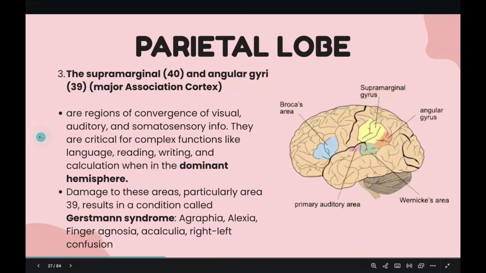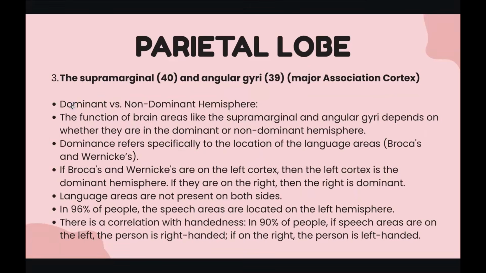So back to the concept of dominance. All right, so basically it talks about, again, what I mentioned regarding the location of the language areas, which are Broca's and Wernicke's. We're going to talk about Wernicke's later on, but we already discussed Broca's. These two areas do not show on both hemispheres. They only show in one, and wherever they show up is the dominant hemisphere. All right. The function of brain areas like the supramarginal and angular gyri depends on whether they are in the dominant or non-dominant hemisphere, again, as we said.